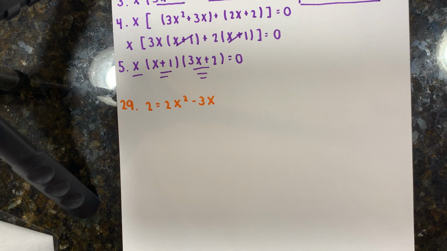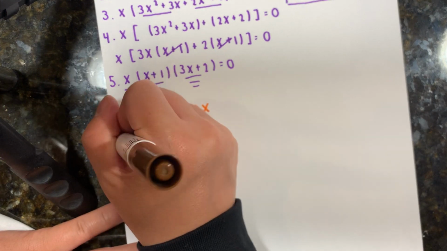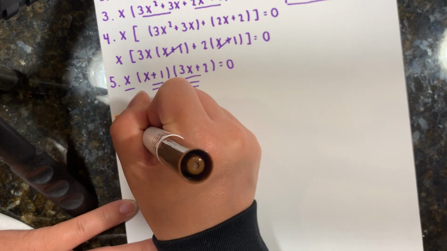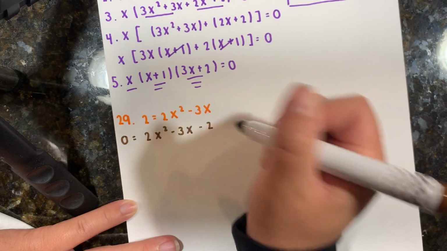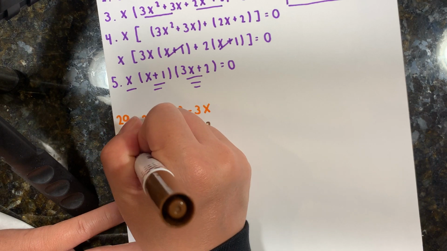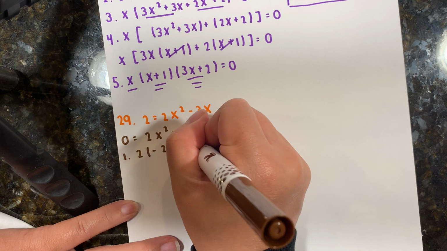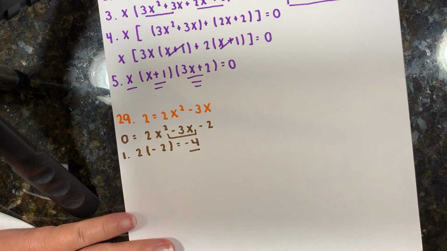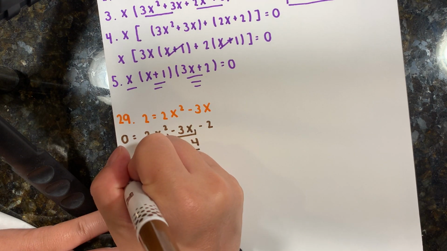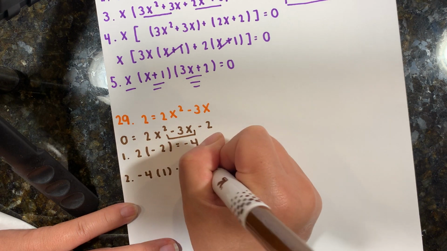Now number 29, same thing, we have to set everything equal to 0. So I'm going to move everything over to the right hand side. So 0 equals 2x squared minus 3x minus 2. Multiply the first number times the last number. So 2 times negative 2 is negative 4. I need two numbers that multiply to give me negative 4 but add up to give me negative 3. And that would be negative 4 and 1. That adds up to negative 3.